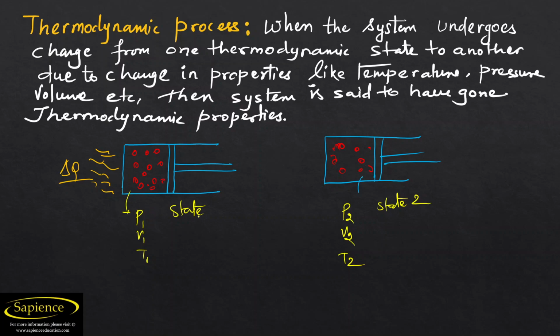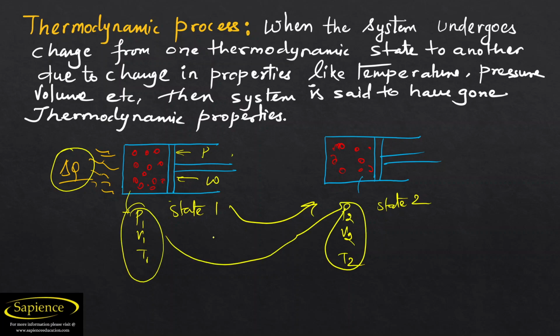State 1 gets converted into state 2, and this happens due to an external agent like heat. There may also be work if we apply pressure from outside like this. So there is an exchange of energy, like heat as well as pressure, heat as well as work. Due to this, the state changes from 1 to 2, and there is a certain process occurring in between due to which this is happening.